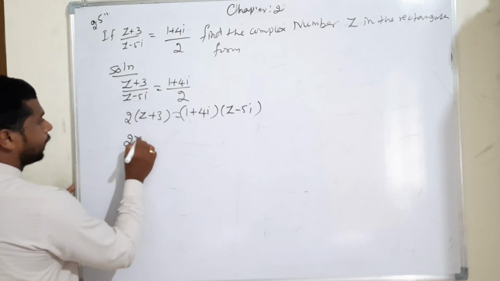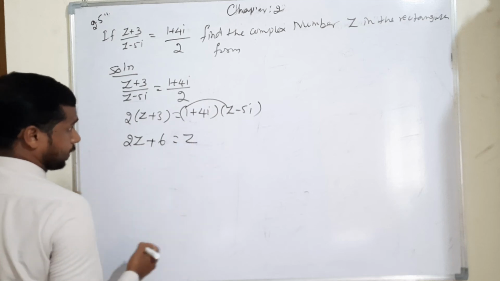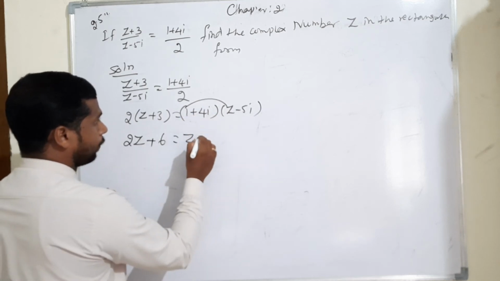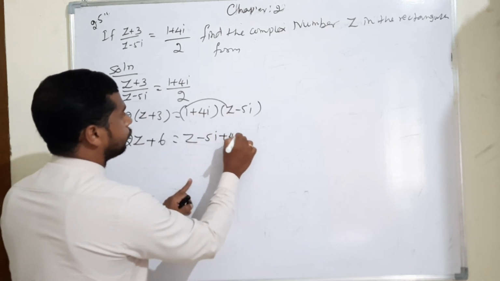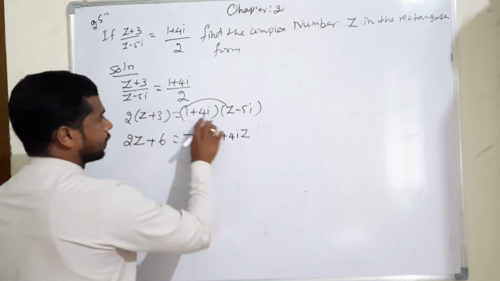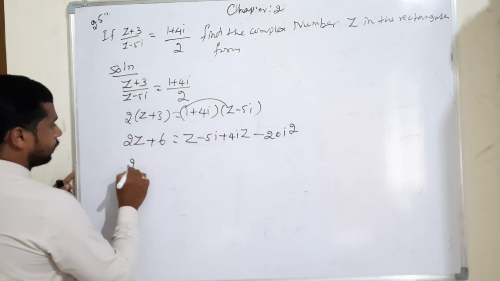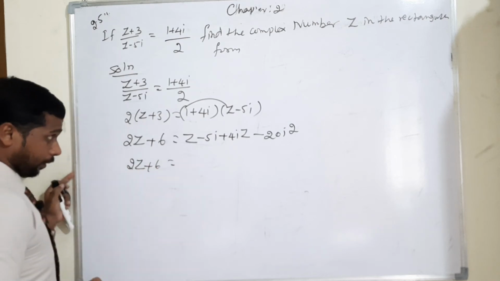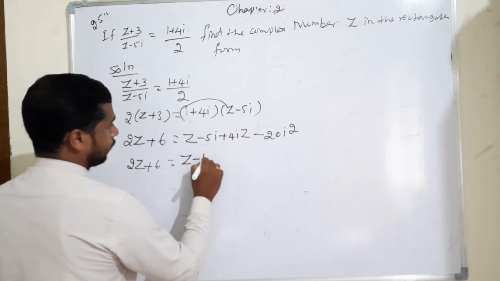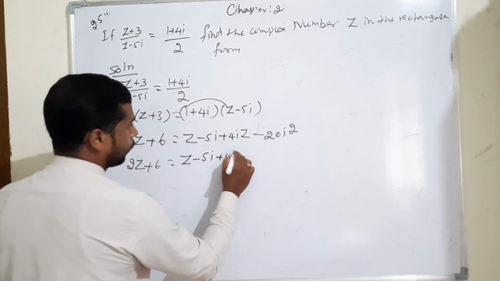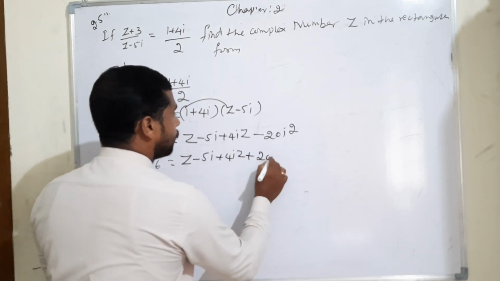So if you remove the bracket means 2z, 2 into 3, 6 is equal to 1 into z is z. Again minus 5i into 1 means minus 5i. So next condition, plus 4i is z, so plus 4i z. So plus into minus, minus 5 into 4, 20i square. Again 2z plus 6 is equal to, there z minus 5i plus 4i z. There what will happen, i square means minus 1, we have common minus, therefore positive 20.